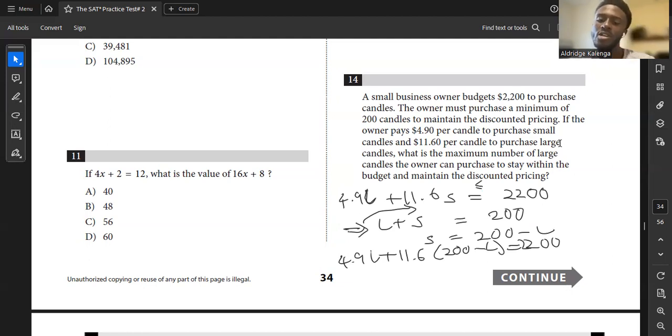But yeah, so what we're doing now is 4.9 L. I lost my pencil. Come on, where's my pencil? One second, there you go. So 4.9 L plus 11.6 times 200, which is, let me get my calculator, 11.6 times 200, that's 2,320, right? Let's undo that.